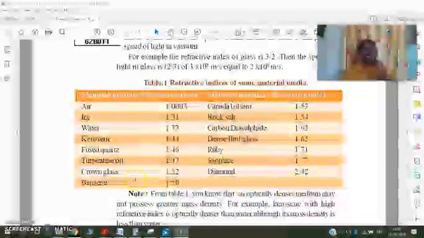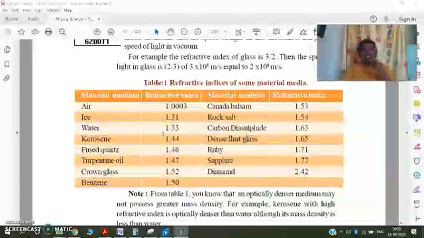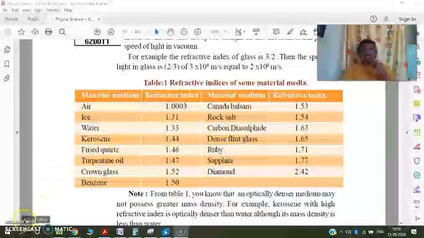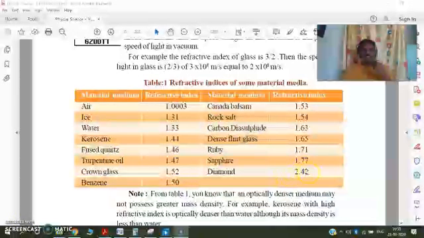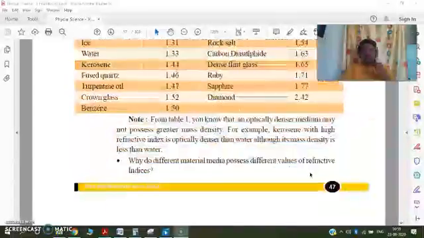So these are the refractive indices of different materials. When the refractive index is high, the speed of light in that material is very low. For example, diamond is 2.42 refractive index value. So in diamond the speed of light is low.